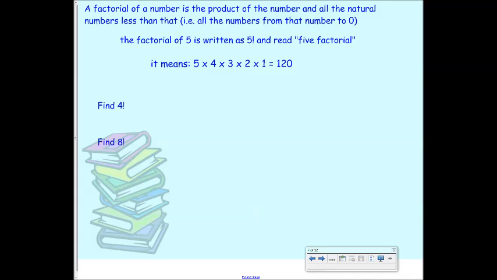Did you press 5? Why is it an exclamation? Because that's just the symbol for it.